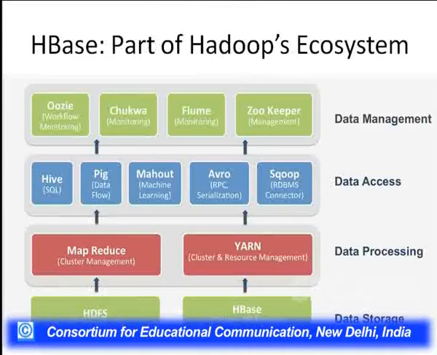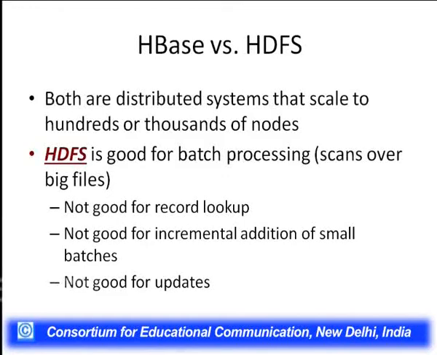So let's see, where does HBase lie in the Hadoop ecosystem? It lies in the storage layer. This we have already seen in the previous slide. Why did we have a need for HBase when HDFS was already there? We just said that HBase is built on top of HDFS. So both are distributed systems. What a distributed file system is, we have already covered in the last lecture. And both of them can scale to hundreds and thousands of nodes.